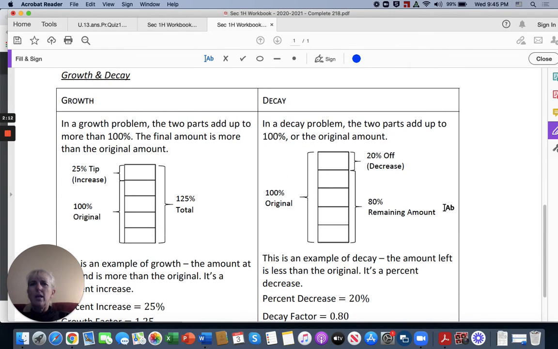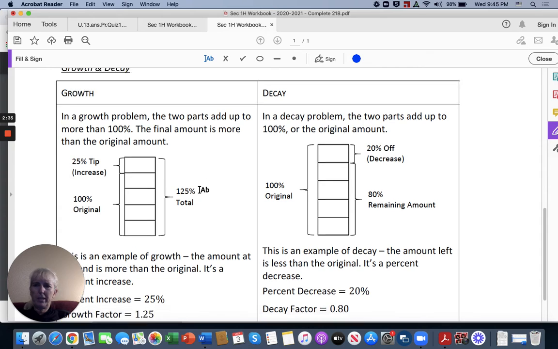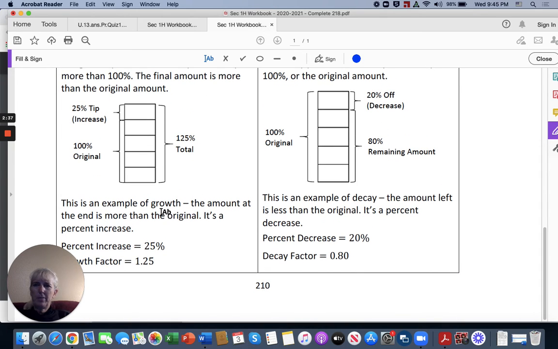Okay. Now we're going to talk about growth and decay. In a growth problem, the 2 parts add up to more than 100%. The final amount is more than the original amount. Like if you have a bill and you went to a restaurant, you're going to leave a 25% tip, then there's an increase and you would have a total of 125% of the original bill. So that's an example of the growth. The amount in the end is more than the original.